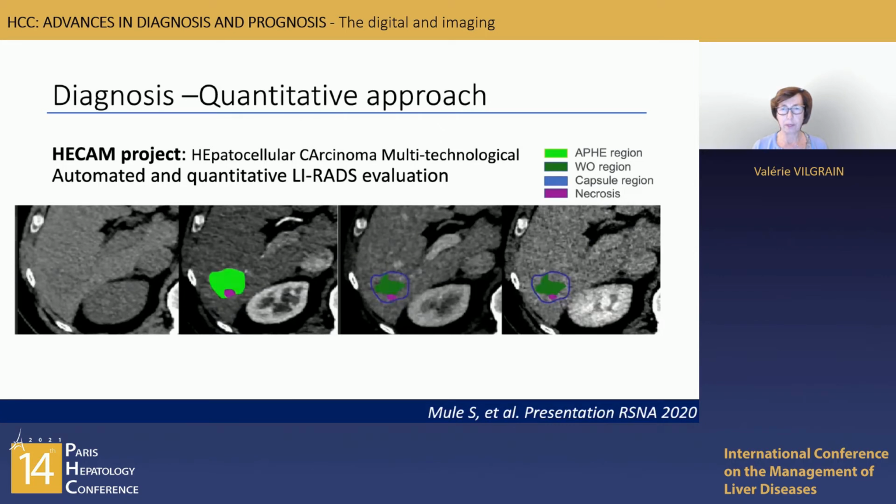In France, we have been lucky to participate in a consortium which is called the HECAM project, multi-technological automated and quantitative evaluation, and we are now able to depict, using the quantitative features, in light green the hyperenhancement on arterial phase, as well as presence of washout here on portal venous phase and delayed phase. This is shown in dark green, as well as the other major features, the capsule and the necrosis.